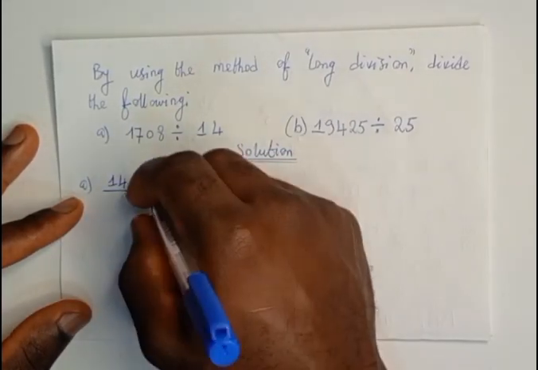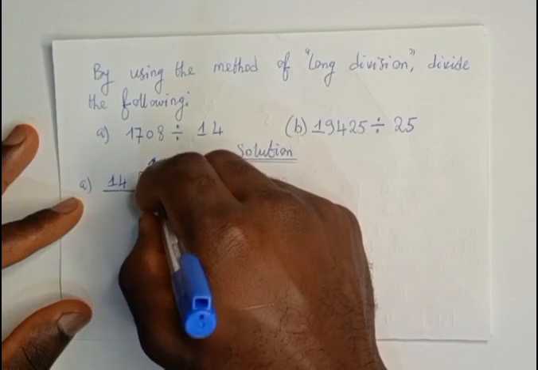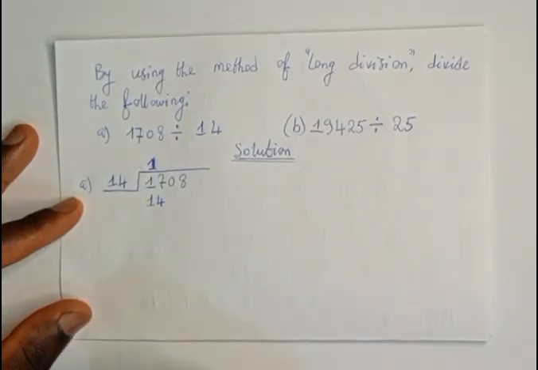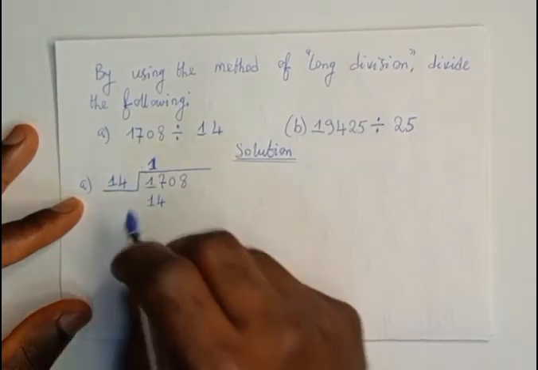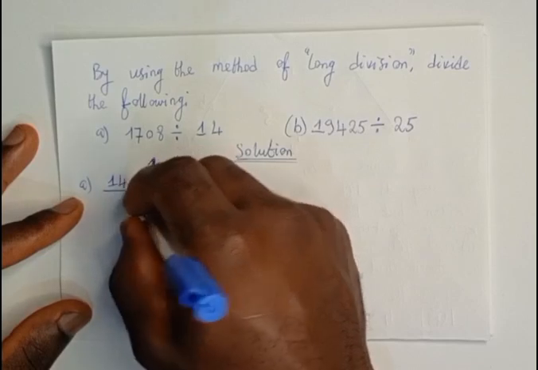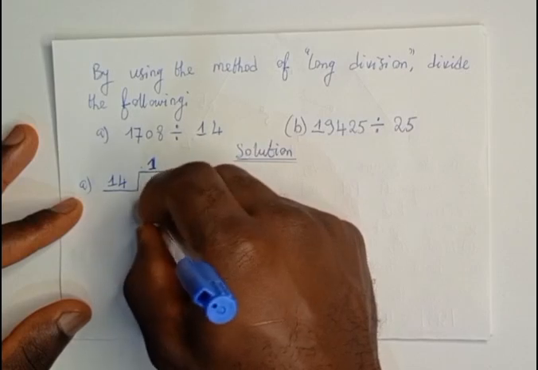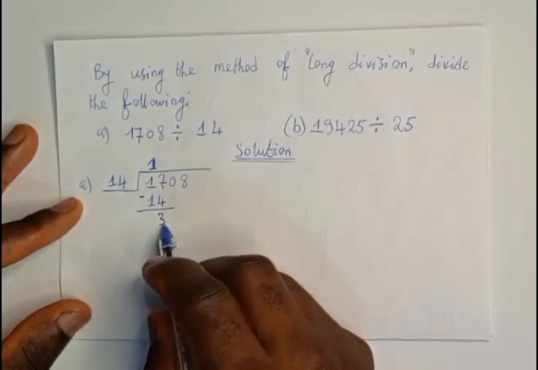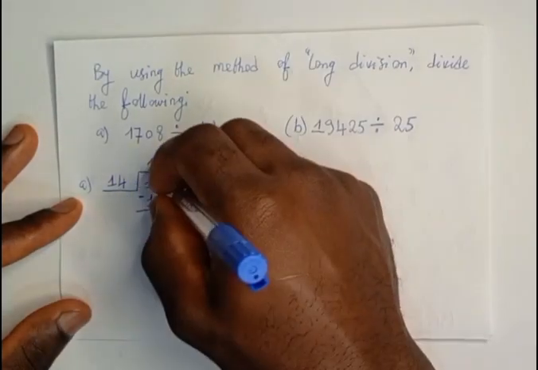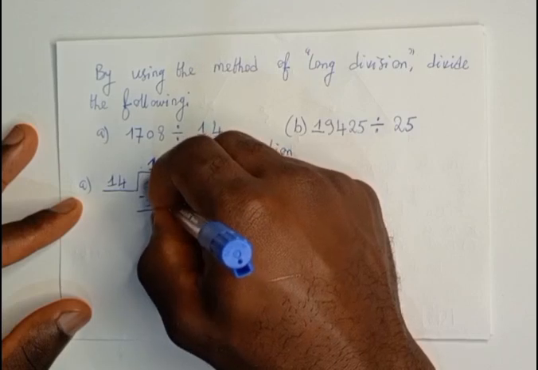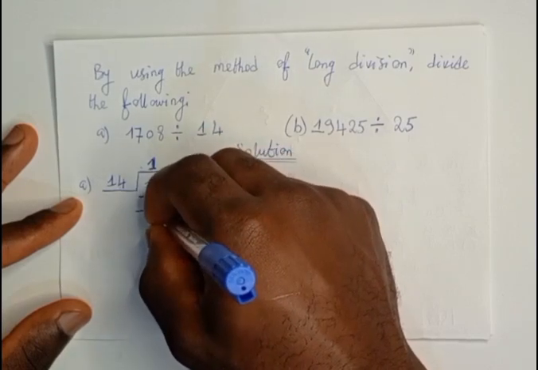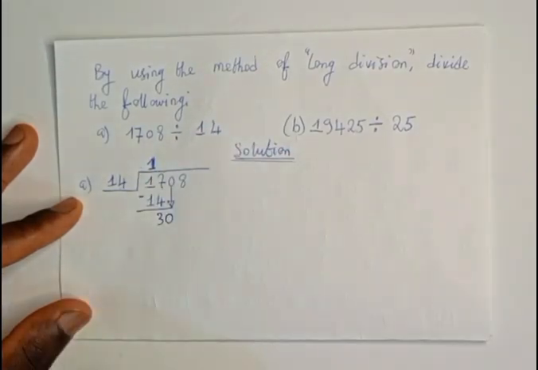1 times 14 gives us 14. We have to subtract 14 from 17. Put the minus sign. 17 minus 14 gives us 3. We write 3 here. 3 is less than 14. We are going to bring down the digit 0 to form the number 30.